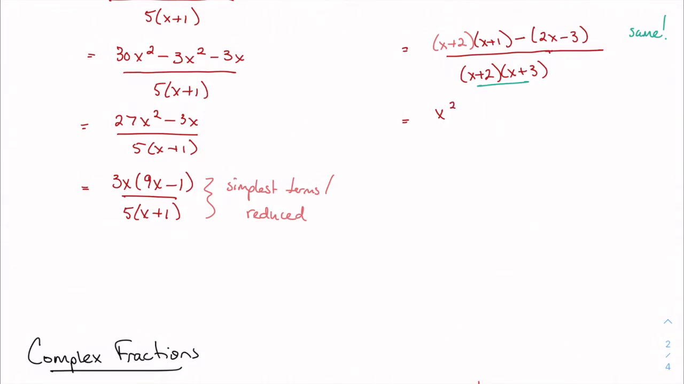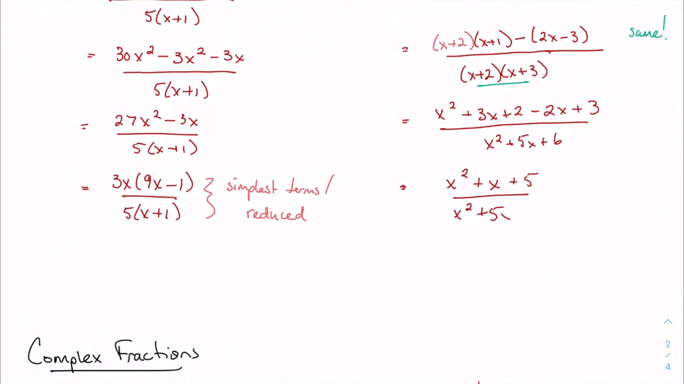So let's simplify. I'm going to have x squared plus 3x plus 2 minus 2x plus 3 over x squared plus 5x plus 6. Combine like terms, I have x squared plus x plus 5 over x squared plus 5x plus 6, and I know that this is not going to reduce, nothing's going to factor, right? This is not reducible, so this is my final answer. So that's adding and subtracting.